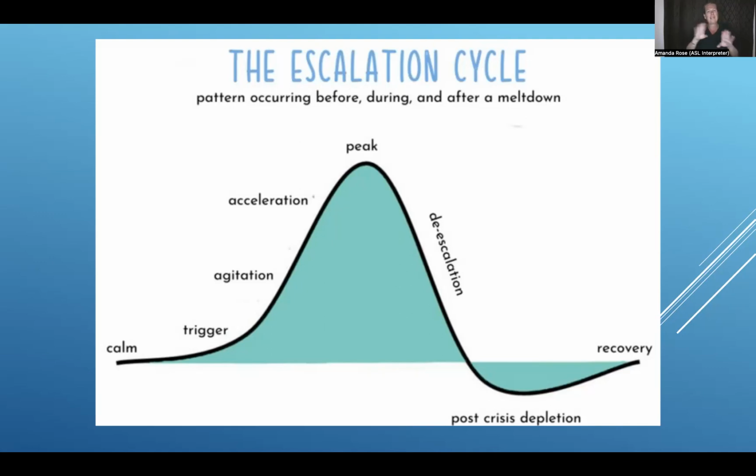And then we come to the de-escalation cycle. Something I really want to point out is right here, the post-crisis depletion. Your kiddos are going to need time to recover. Depending on how high their peak is, they're going to need time to rest and recover.